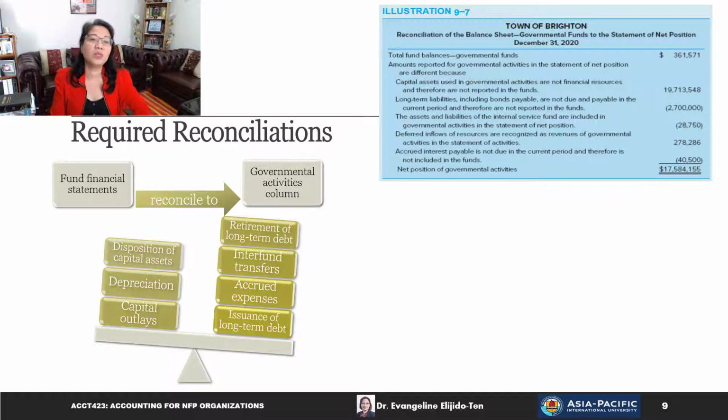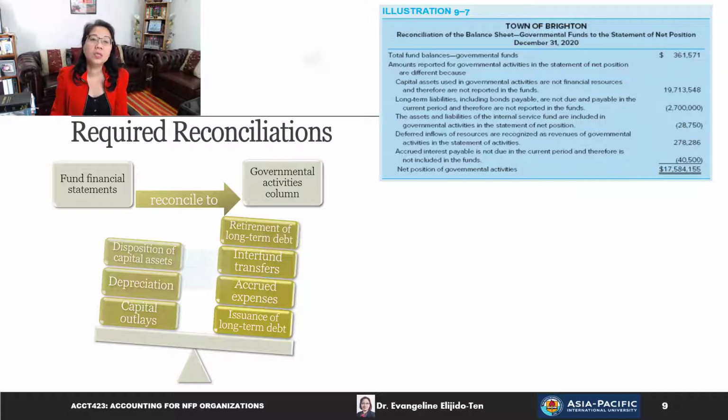All right, so some of these reconciling items would be the disposition of capital assets, depreciation, capital outlays, any retirement of long-term debt. Interfund transfers would be another one that needs to be reconciled, and so with accrued expenses and the issuance of long-term debt. Now, not all of these items will be present in all circumstances, but most of or any of these could be included in the financial statements, and therefore it needs to be reconciled.